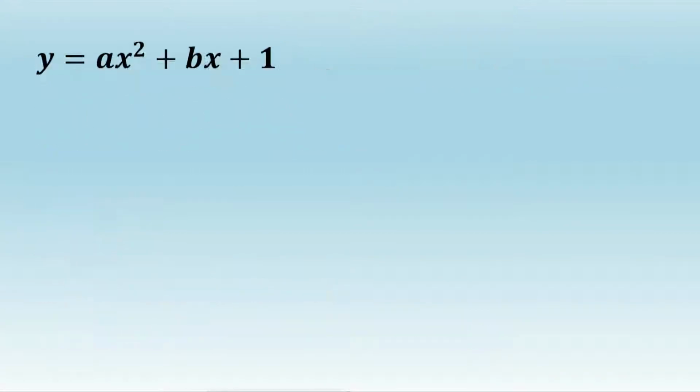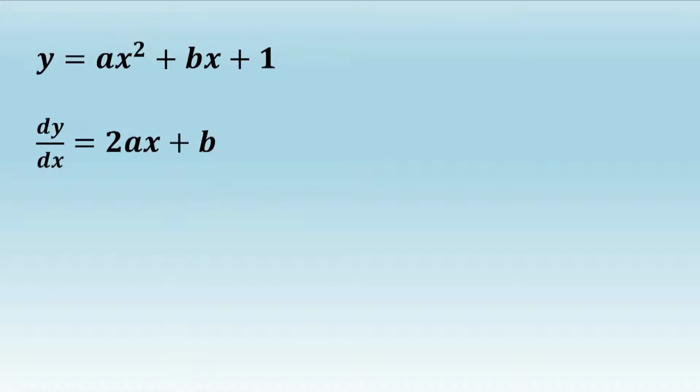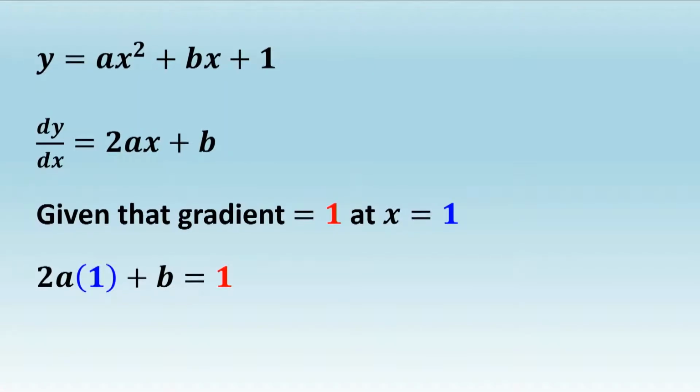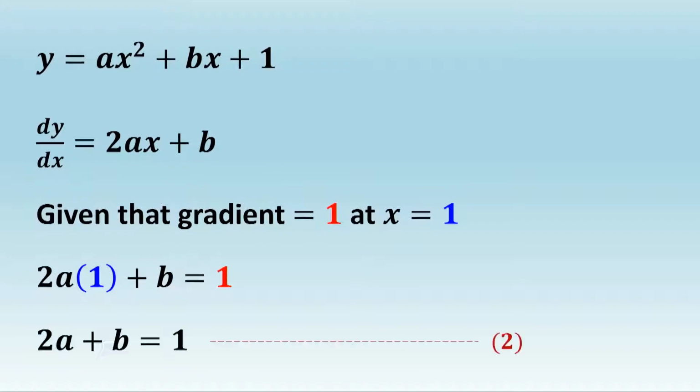Next, y is equal to ax squared plus bx plus 1. We calculate dy by dx to get 2ax plus b. Given that gradient is equal to 1 at x is equal to 1, we substitute these values in dy by dx to get 2a into 1 plus b is equal to 1. Simplifying this, we get 2a plus b is equal to 1. We label this as the second equation.